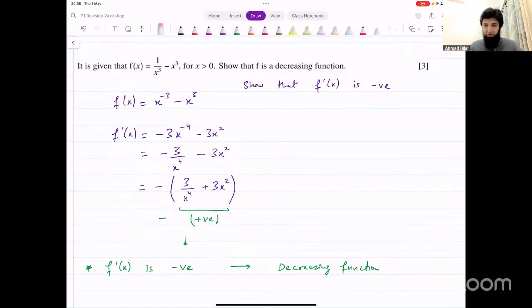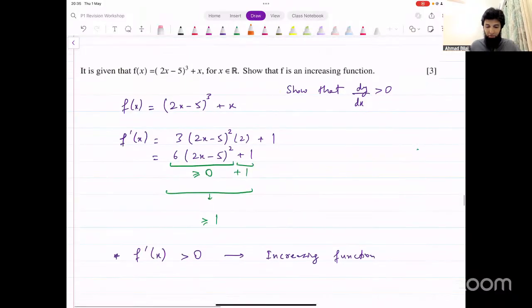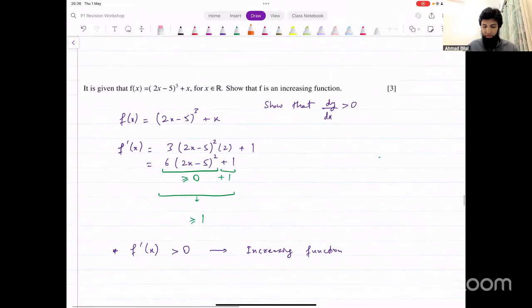Now, this function is always decreasing. The previous function was always increasing, so in no scenario would it be a decreasing function. It is increasing throughout. It's a cubic function. This cubic function would actually look something like this, a shape like this. So it's always increasing like this.